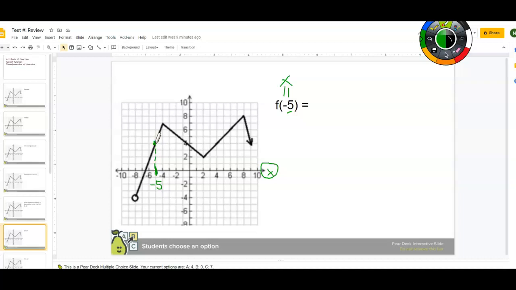It touches here. So we're talking about this point on the graph. So now tell me what is the y value of this point. So start from this point, go to touch your y-axis. It touches at 4. So your answer is 4. Next one.